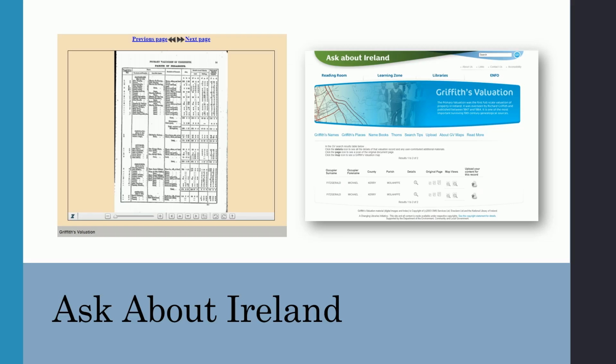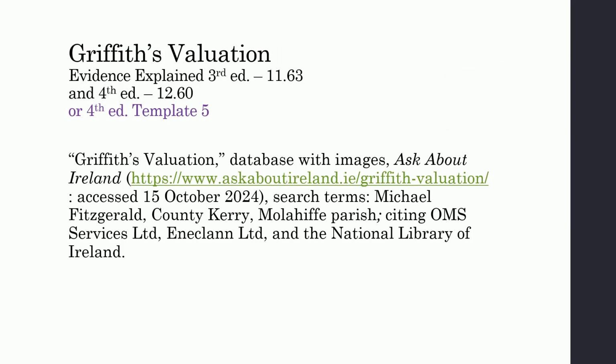When we look up Michael Fitzgerald on Ask About Ireland in the Griffiths Valuation database, what we find are two entries for Michael Fitzgerald, and clicking on the original page link, the icon for the page, takes us to this pop-up of the actual image of the Griffiths Valuation book. And you can zoom in and see there's actually two Michael Fitzgeralds on this page. One of them is Michael Fitzgerald Jr., and they're both residing in the same townland.